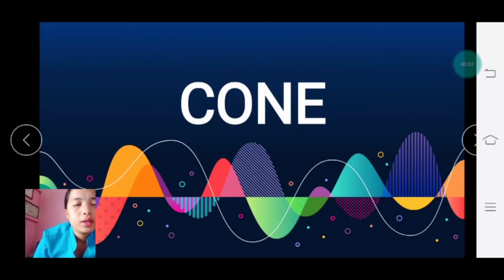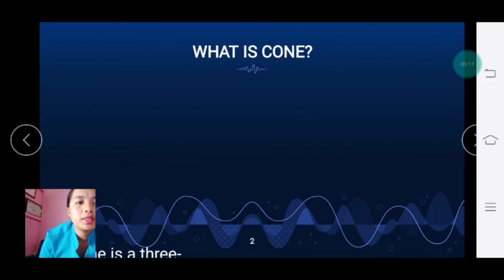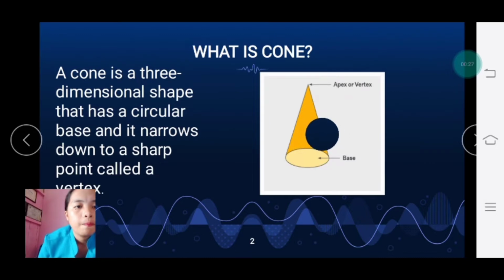Okay, class. Last discussion, we discussed pyramid. Now, let's talk about cone. What is a cone? A cone is a three-dimensional shape that has a circular base and narrows down to a sharp point called the vertex. So this is our base and this is our vertex.